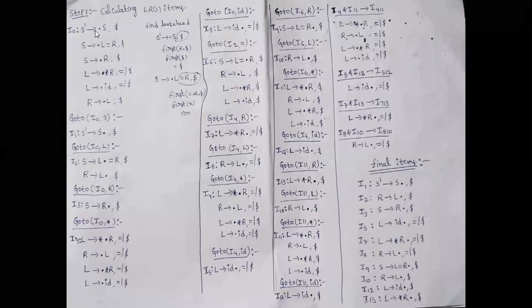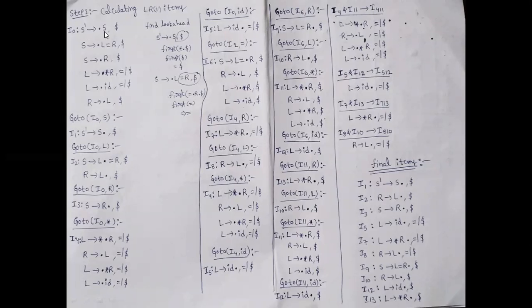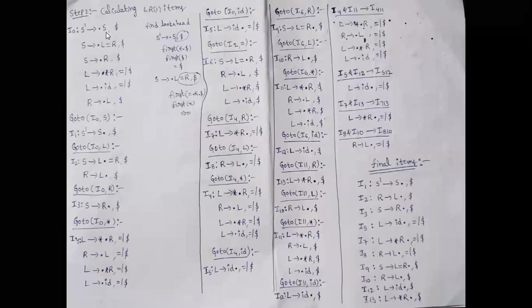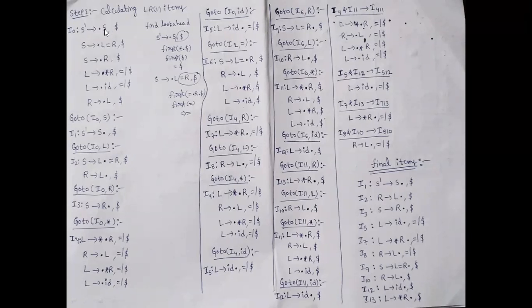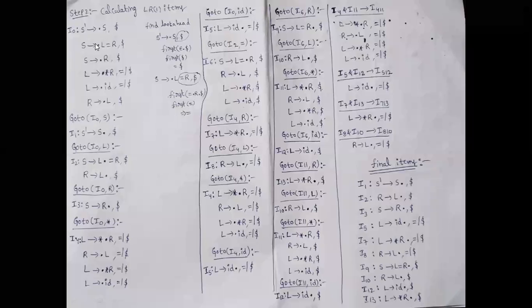Then here we are considering this production. After the dot we have a non-terminal, capital S. So then add the productions of capital S. What are the productions of capital S? S produces dot L equals R. Placing the dot means it is an item.